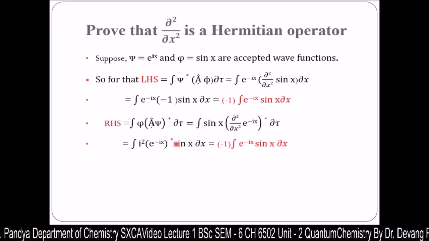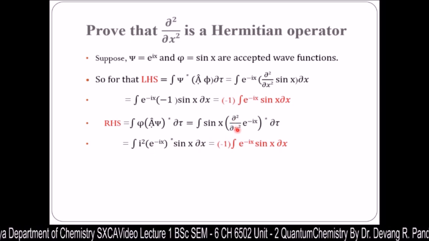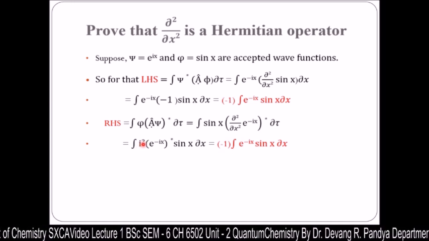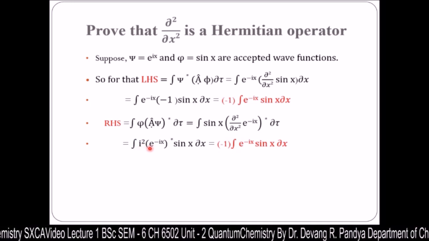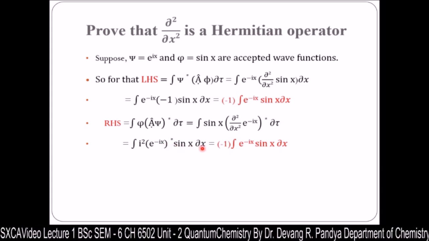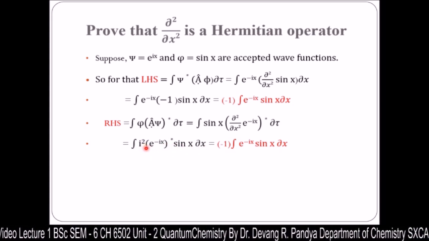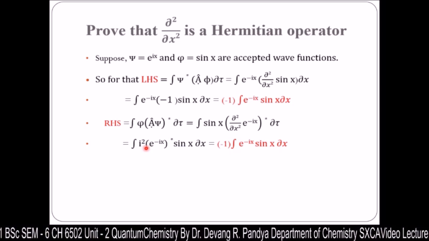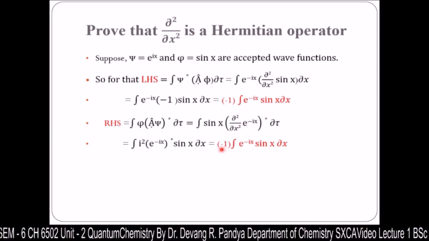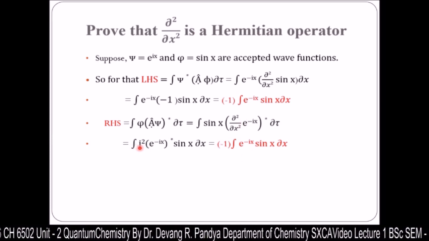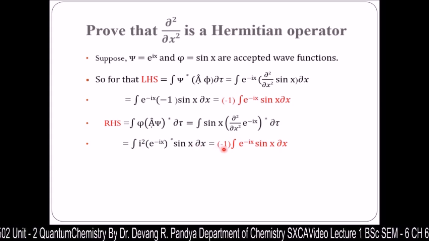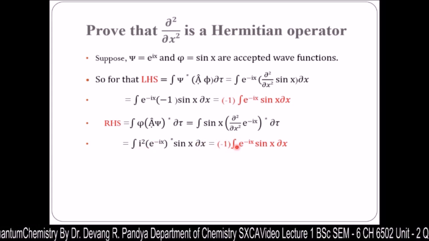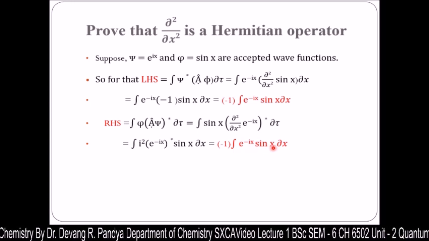So integration sin x remains as it is, and d square by dx square of exponential minus ix can be written as minus i square exponential minus ix sin x dx. Now i is the imaginary number, square root of minus 1. So square root of minus 1 whole square is represented as minus 1. That is a constant value, and we need to keep it outside the integration. Minus 1 integration exponential minus ix into sin x dx.